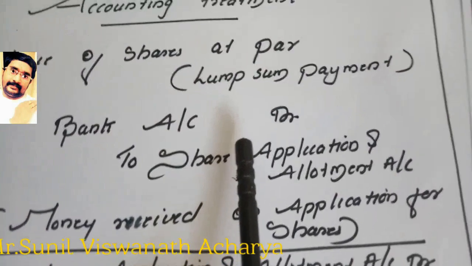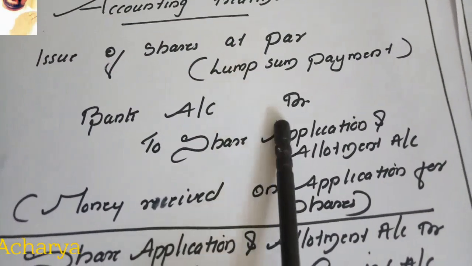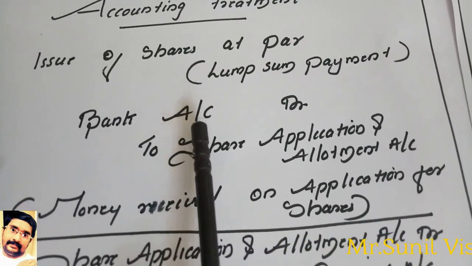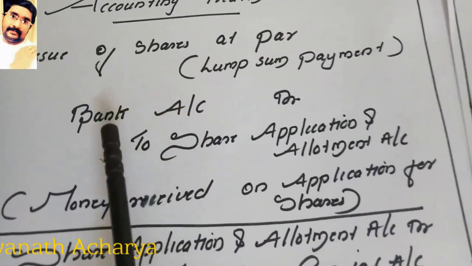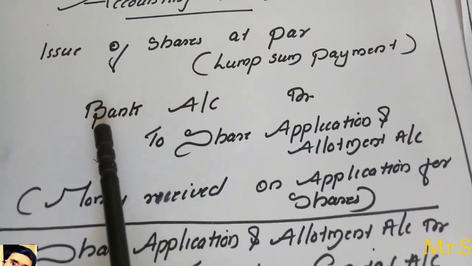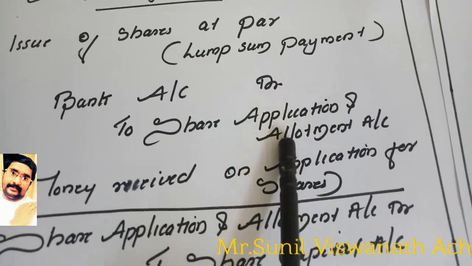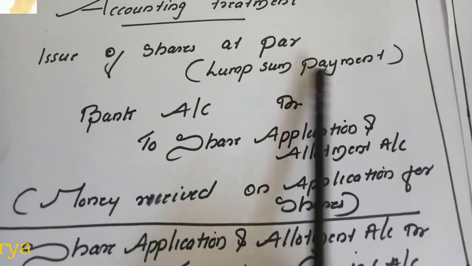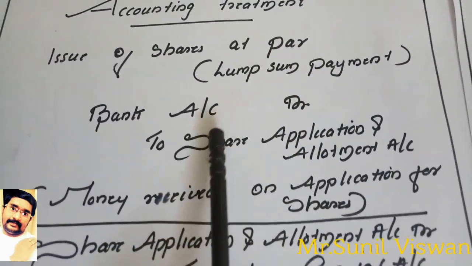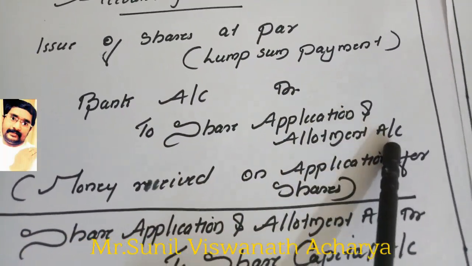Then what is the journal entry? Normally the company will collect the money through a bank, a nationalized bank or recognized bank only. So whenever the company receives application money, the journal entry is Bank Account Debit to Share Application and Allotment Account. Whenever the full money is collected together, we say lump sum payment. At that time, the first journal entry is Bank Account Debit to Share Application and Allotment Account.